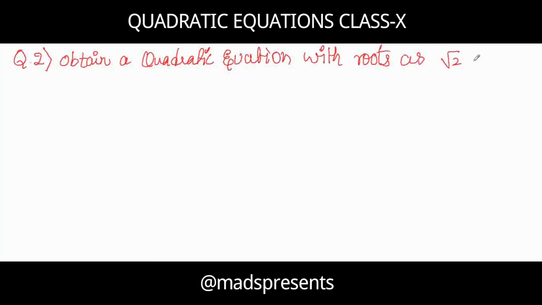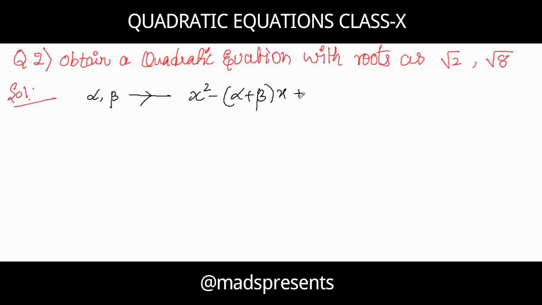root 2 comma root 8. Okay, so here the question is about roots being given, that means alpha comma beta are given, right? So when roots are given, how do we get a quadratic equation? When roots are given, the form of a quadratic equation is x square minus sum of the roots into x plus product of the roots. Simple formula. Okay, so alpha is given as root 2, beta is given as root 8. Just replace, and you get the answer.